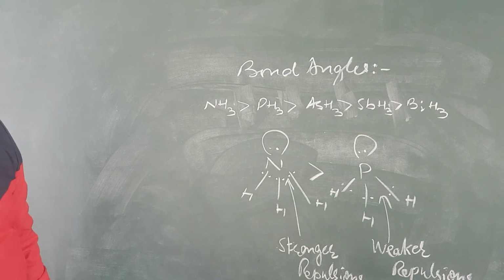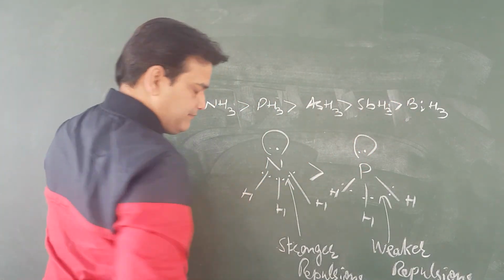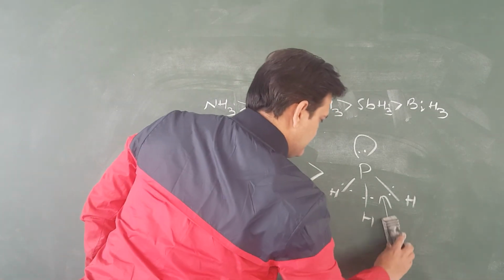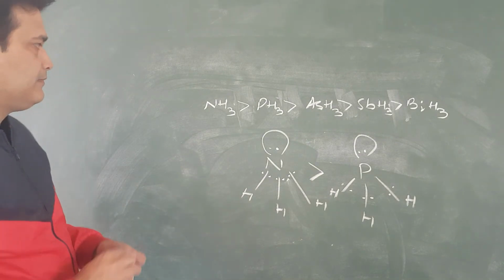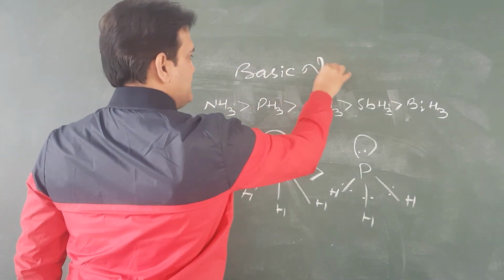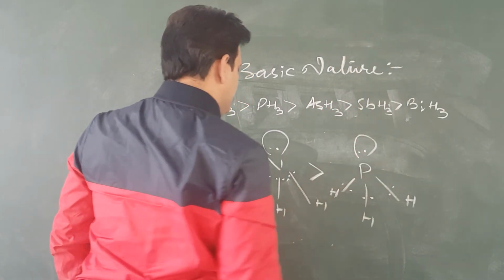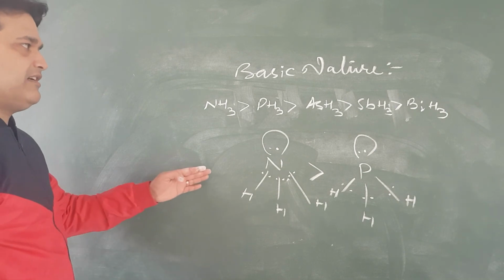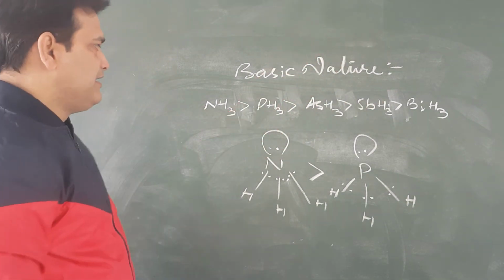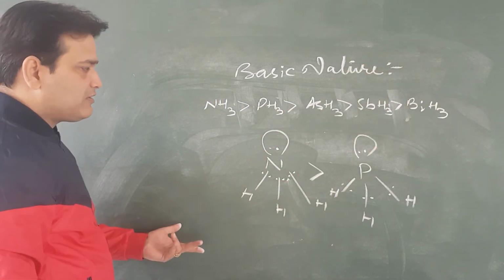And now the next property is basic nature. Basic nature of the hydrides also has the same trend. This is the trend: basic nature decreases down the group. And what is the cause?